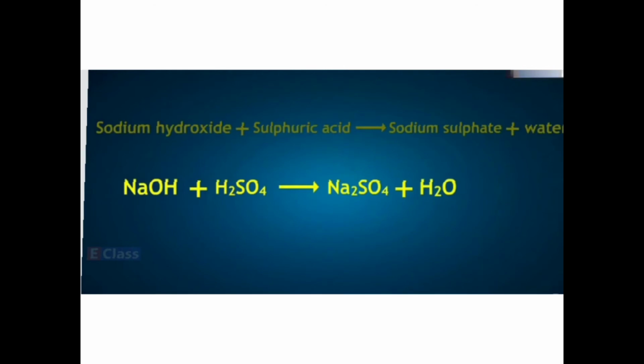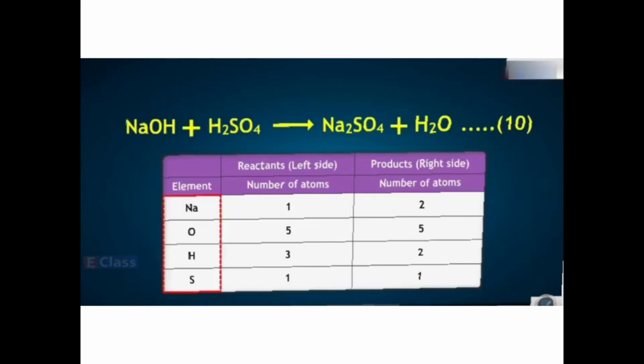Let us see this reaction. NaOH plus H2SO4 gives you Na2SO4 plus H2O. Right? Now in this equation, check out the number of sodium, oxygen, hydrogen and sulfur atoms. So let us write down.